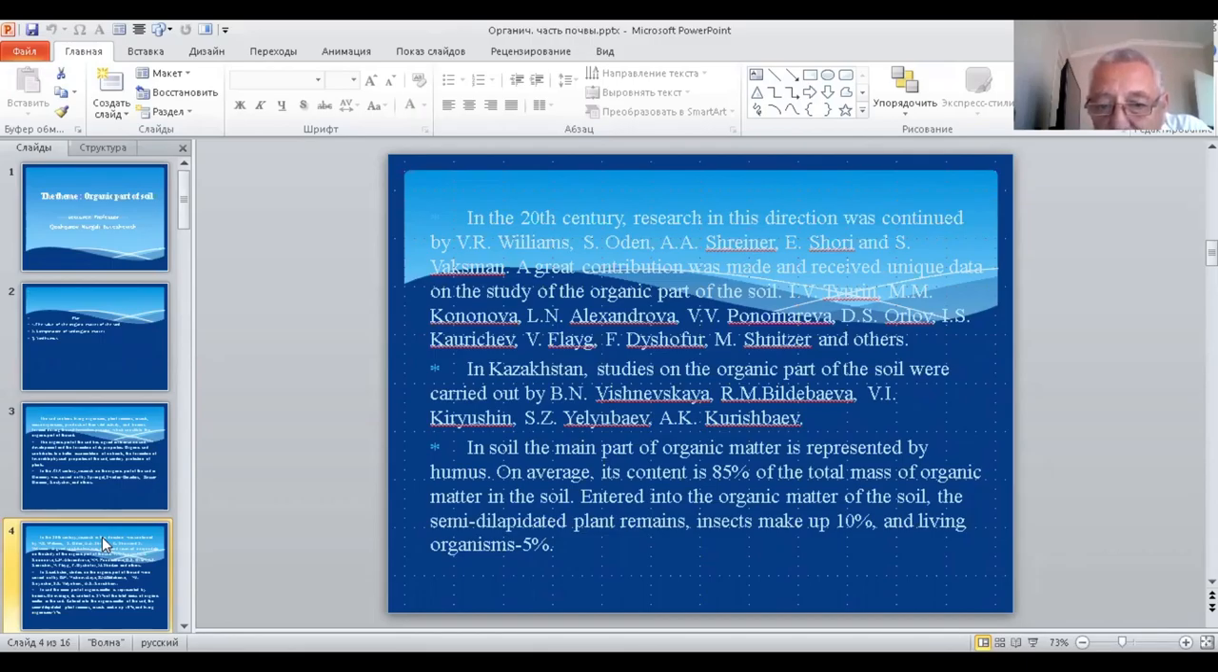In soil, the main part of organic matter is represented by humus. On average, its content is 85% of the total mass of organic matter in the soil. The organic matter of the soil also includes semi-decomposed plant remains and insects, which make up 10%, and living organisms, 5%.